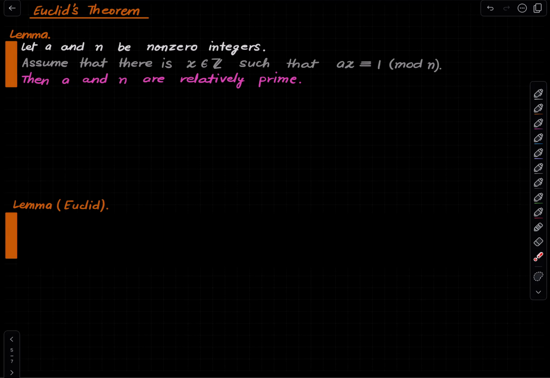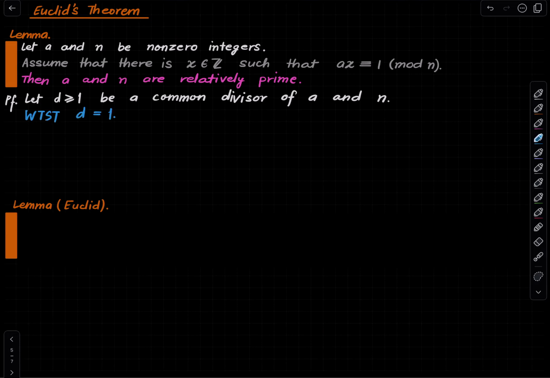So here is the proof. Fix a positive common divisor d of a and n. And we want to show that d is equal to 1. Right? That's what it means to show that the GCD of a and n is 1. Saying that a and n are relatively prime is the same as saying that their GCD is 1. So this is what we want to do.